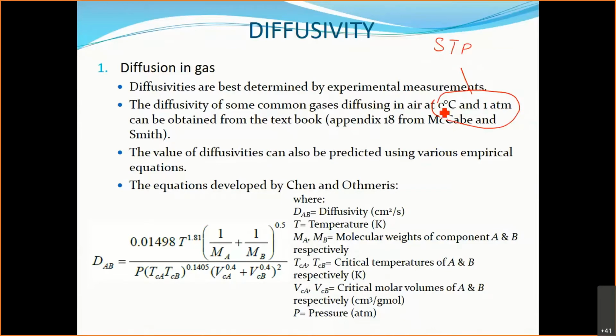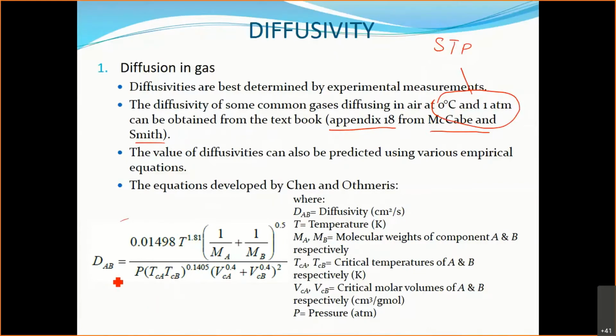Some of the diffusion coefficients can be found in Appendix 11 in our reference book, McCabe and Smith. I'll try to upload this in our e-learning as well. And if the diffusion coefficient for other gases is not given, you can calculate it by using this equation. This is the first equation, developed by Chang and Otmaris. You can look at here.